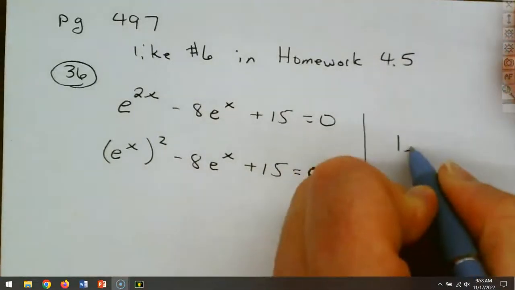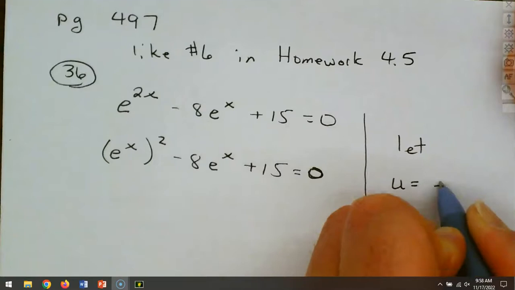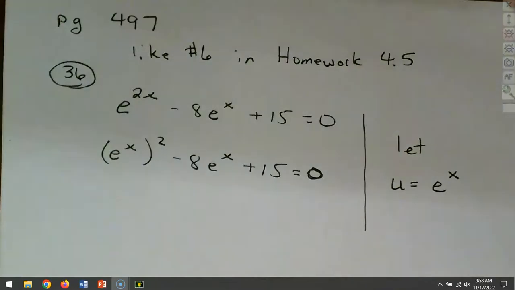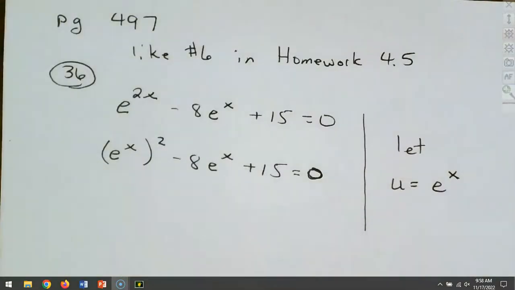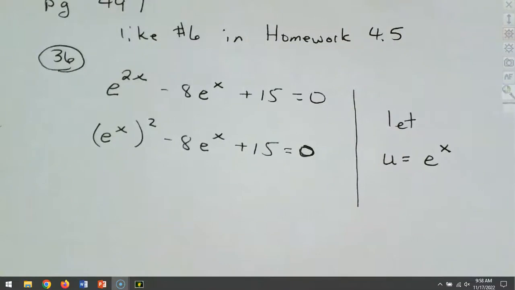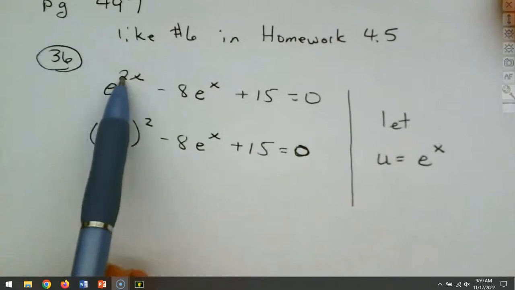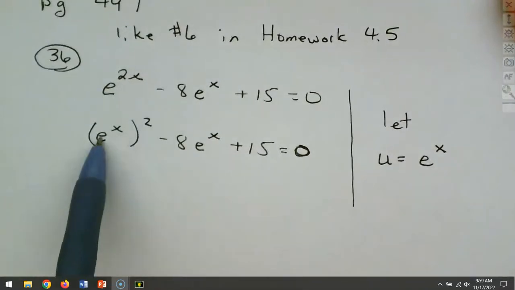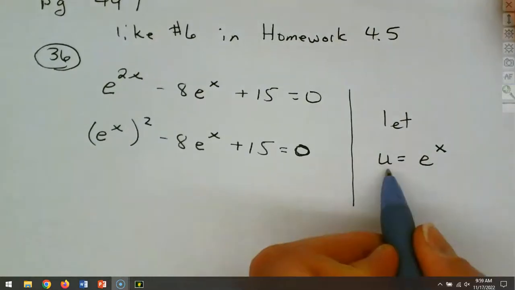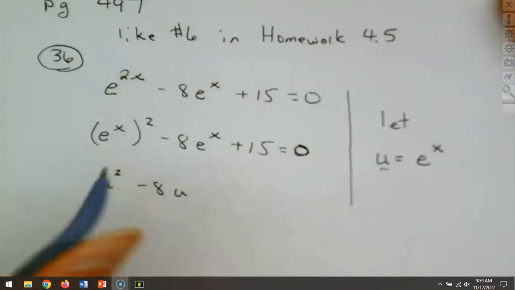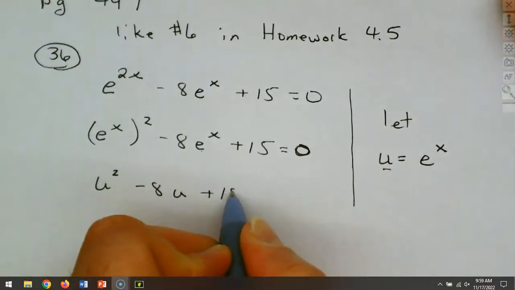For this substitution, I'm going to let u equal e to the x. And this is a very, very important technique that you are going to use a lot if you take calculus. If you take calculus 1, we use substitutions constantly. It's basically a game of substitutions. Now, what's going to happen when I do that? So I rewrote this e to the 2x. I can split it up into this, e to the x quantity squared. If I plug in the u, well, that's going to be u squared minus 8u, right, because e to the x is u, plus 15.